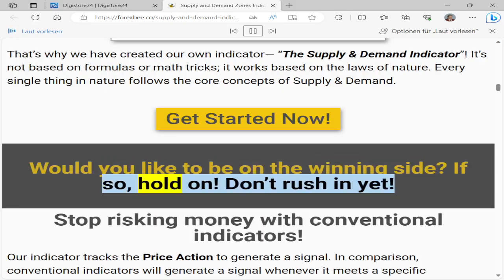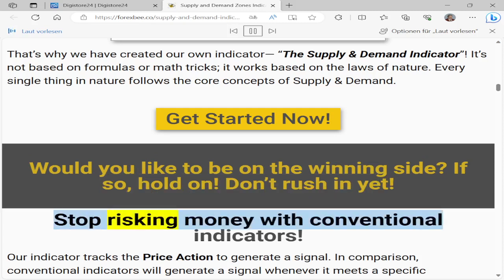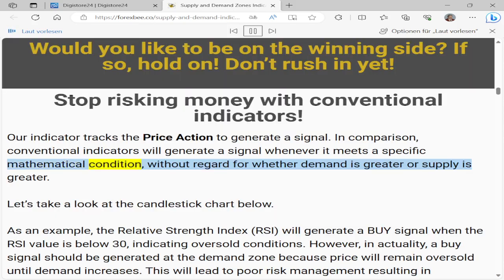If so, hold on. Don't rush in yet. Stop risking money with conventional indicators. Our indicator tracks the price action to generate a signal. In comparison, conventional indicators will generate a signal whenever it meets a specific mathematical condition, without regard for whether demand is greater or supply is greater.